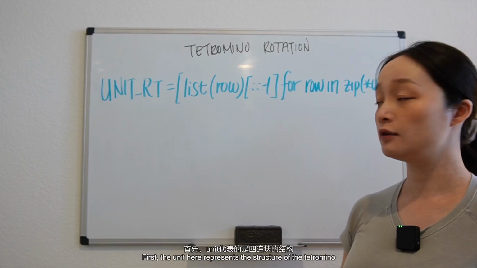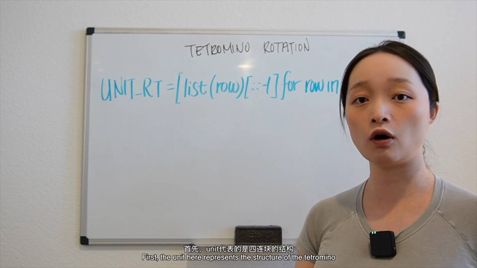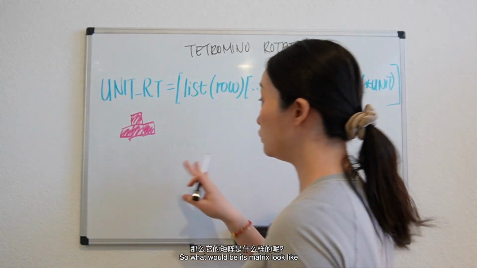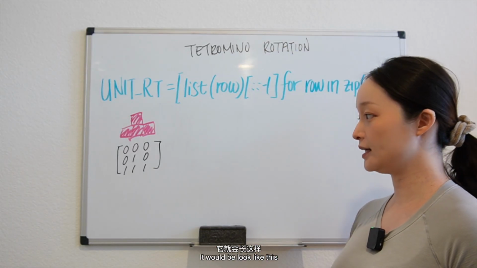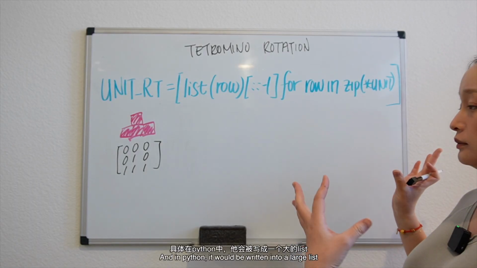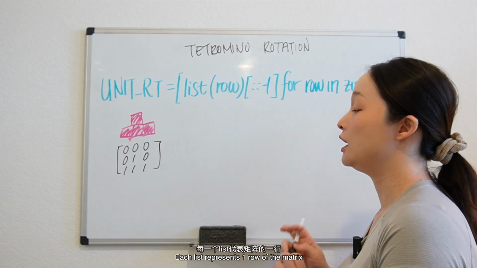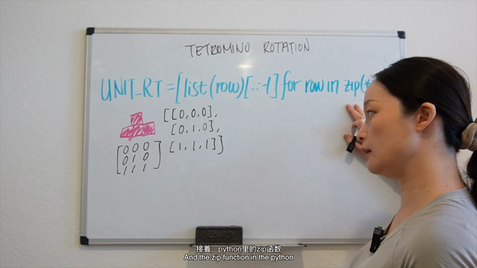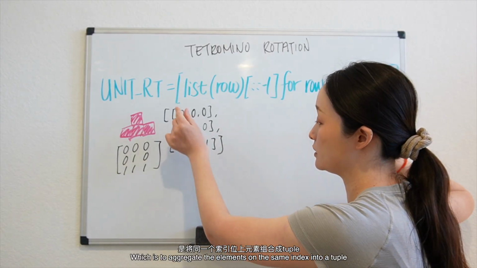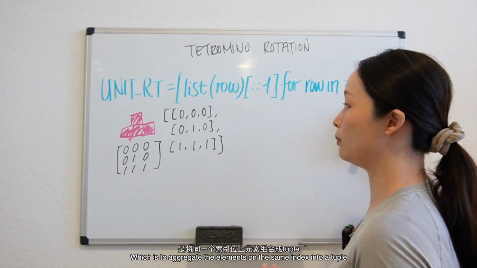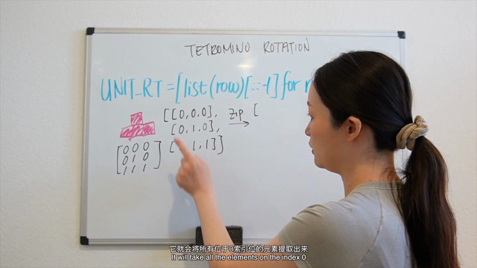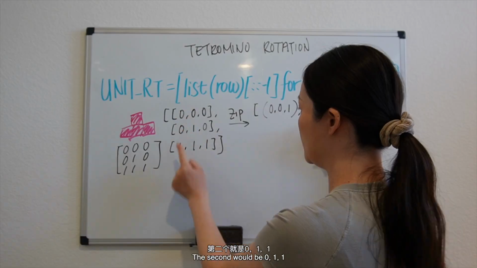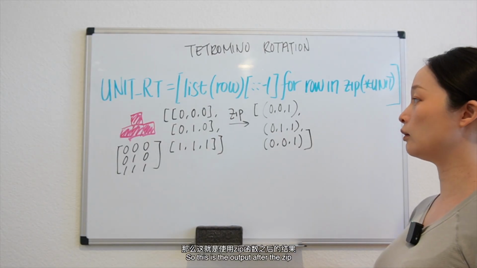I'm going to break it down. First, the unit here represents the structure of my tetramino. For example, the pink tetramino is a T-shape. So what would its matrix look like? It would look like this. And in Python, it would be written as a large list that contains 3 lists. Each list represents 1 row of the matrix, so it will look like this. The zip function in Python aggregates the elements at the same index into a tuple. If we zip this matrix, it will take all the elements at index 0, which would be 0, 0, 1 over here. The second would be 0, 1, 1. So this is the output after the zip.